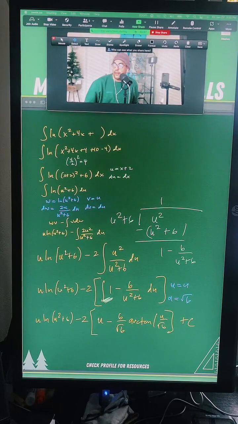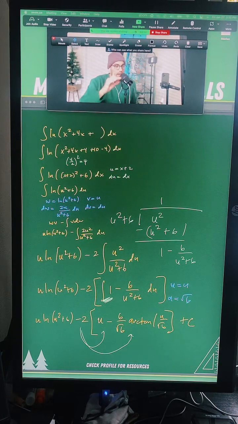All right, so now let's go ahead and distribute that negative 2. Actually, I'm going to remove those arrows so that I can have some space in the bottom.